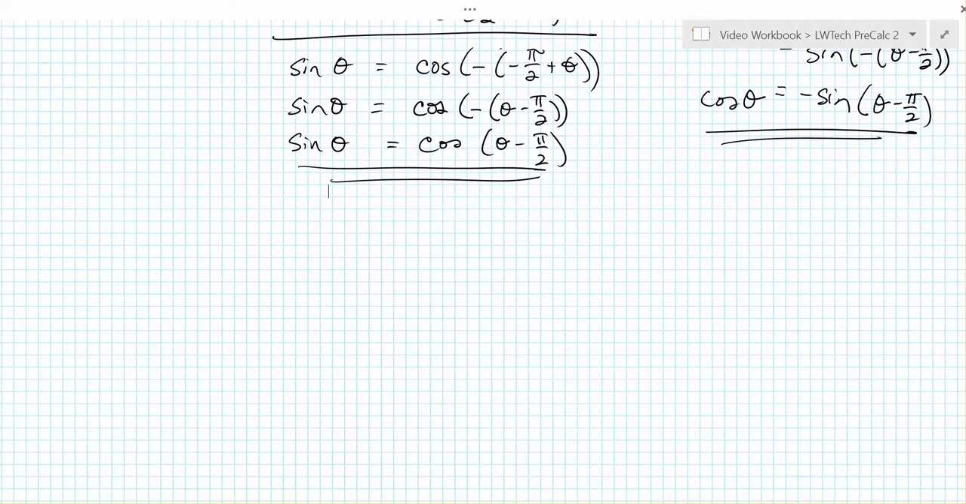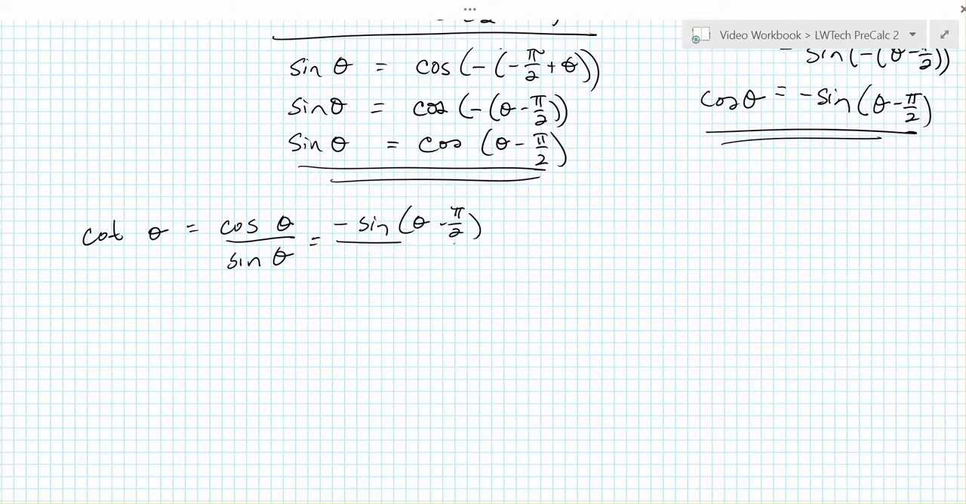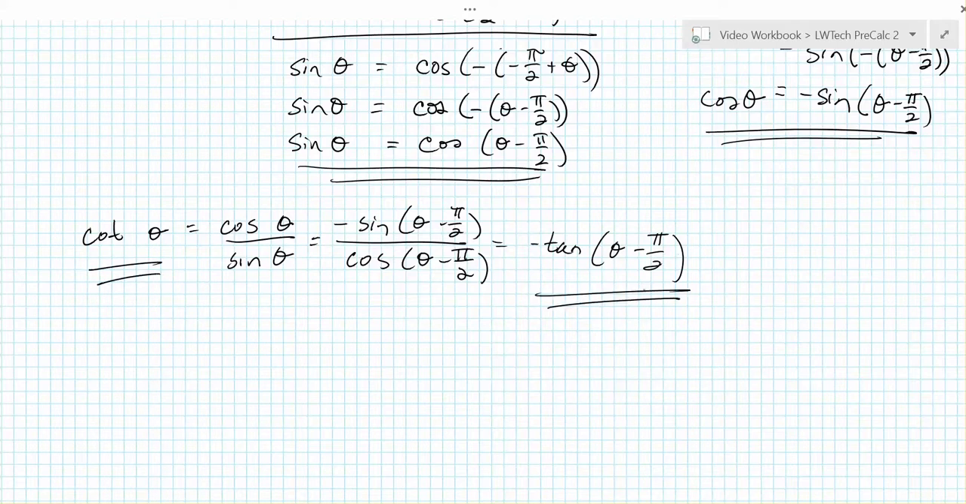Remember how in the last video we talked about the cotangent looking like a shifted tangent function flipped over the x-axis. Let's prove that using these new shifted angle relationships. Cotangent of theta equals the cosine of theta divided by the sine of theta. Using our relationships up here, cosine of theta is the negative sine of theta minus pi over 2, over the sine of theta, which is the cosine of theta minus pi over 2. And that is the negative tangent of theta minus pi over 2. That is, the cotangent function is the same as the tangent function shifted pi over 2 to the right and then flipped over the x-axis, the negative out in front.